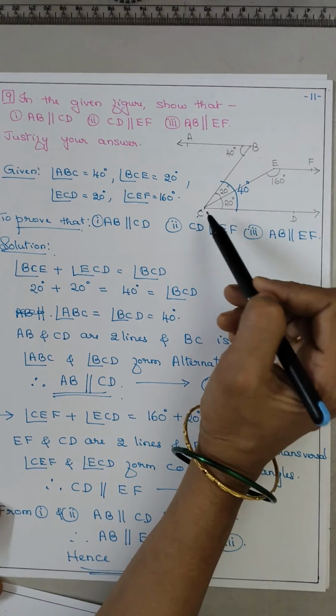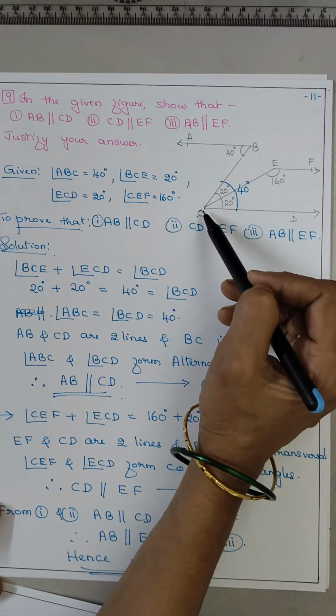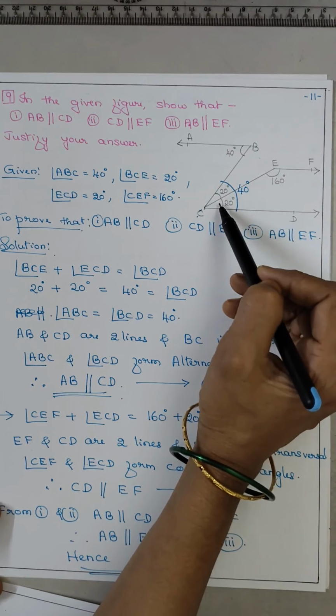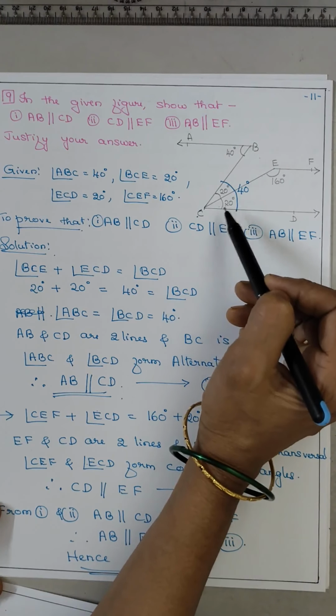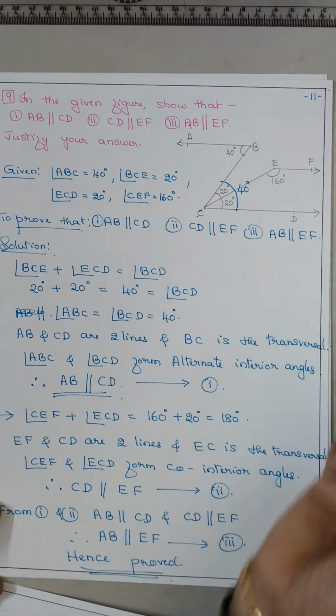Now EF and CD are two lines and EC is the transversal. Then angle E plus angle ECD is equal to 180. When you add those two, it is 180. They form co-interior angles.